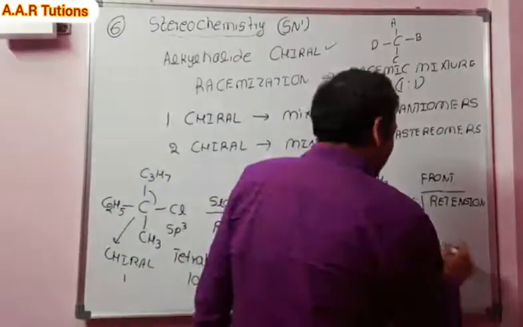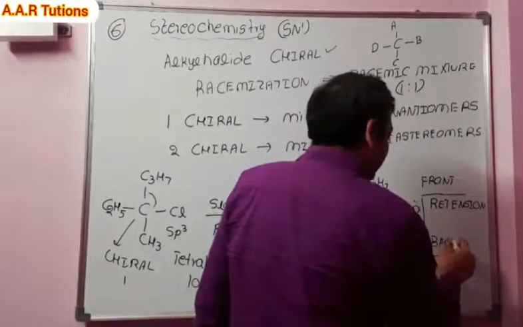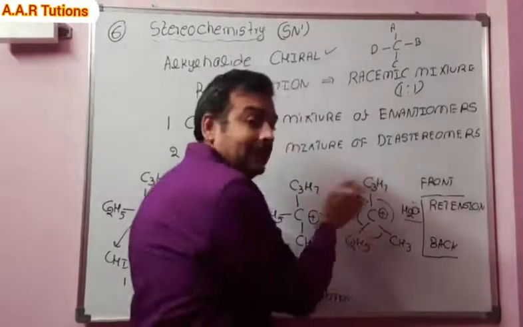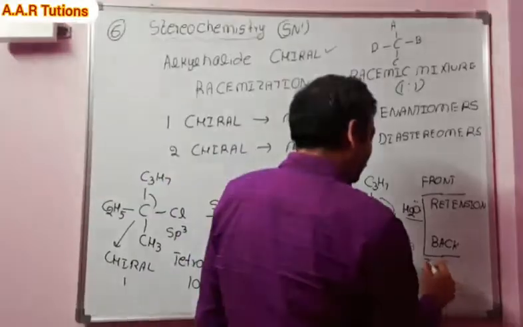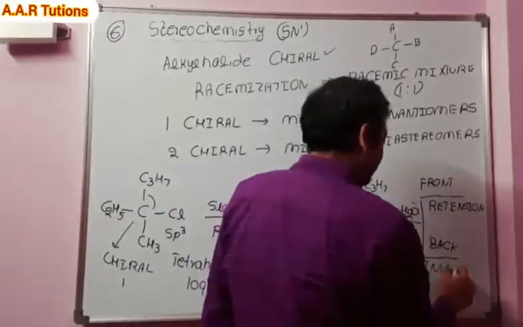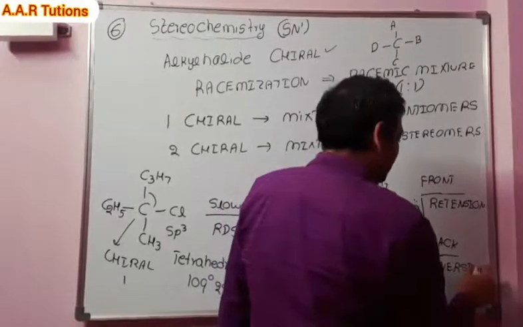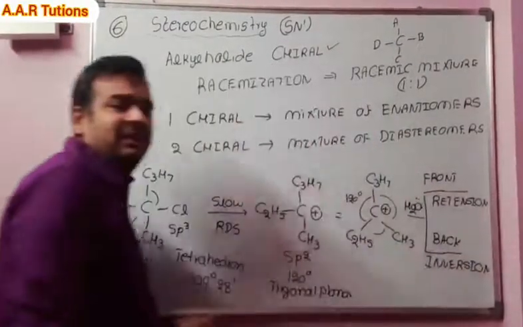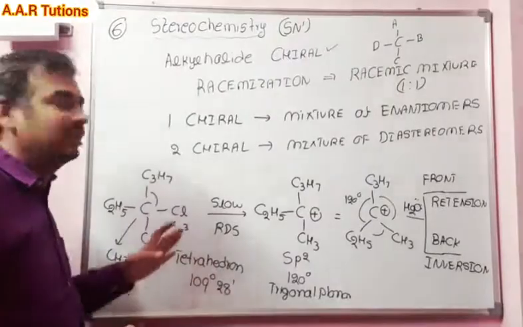If the nucleophile attacks at the back side, we will get the isomer with inversion of the configuration. Inversion of the configuration. Okay. Now, no need to confuse; you can observe very carefully.